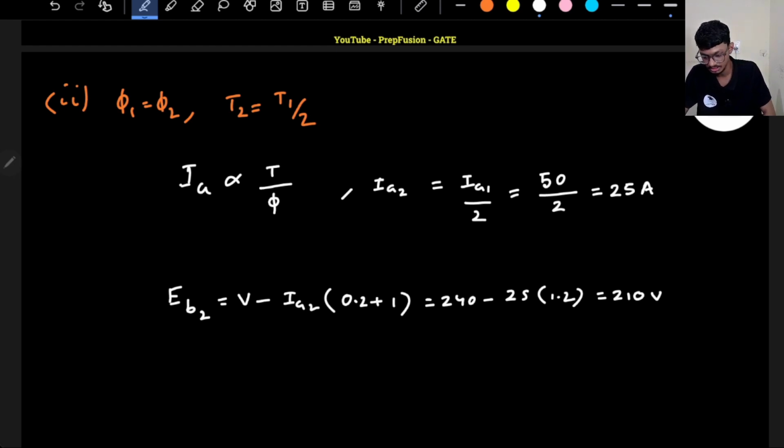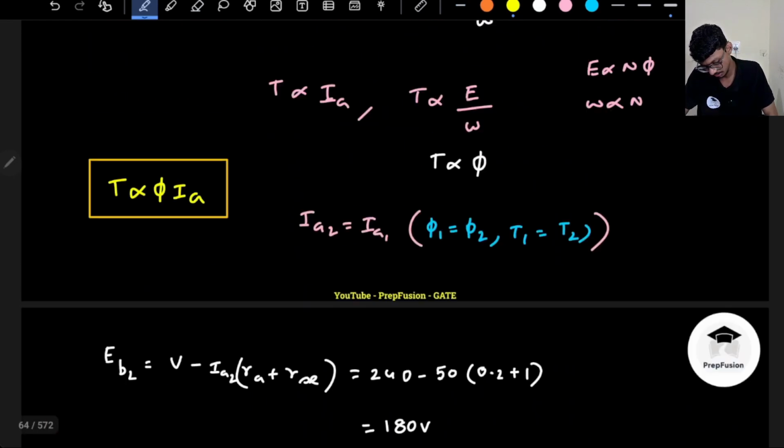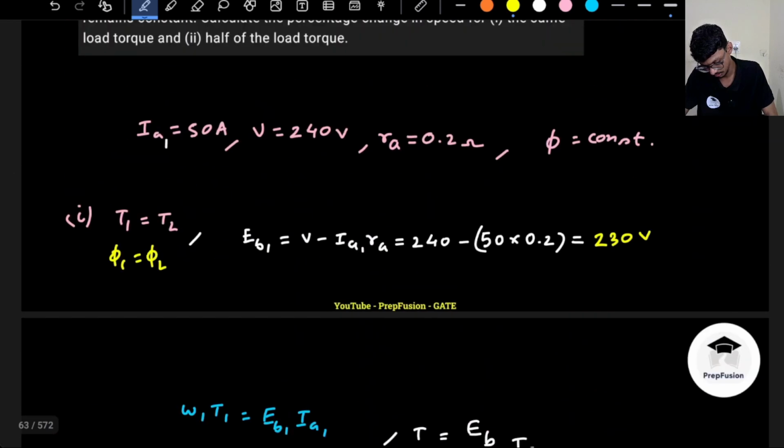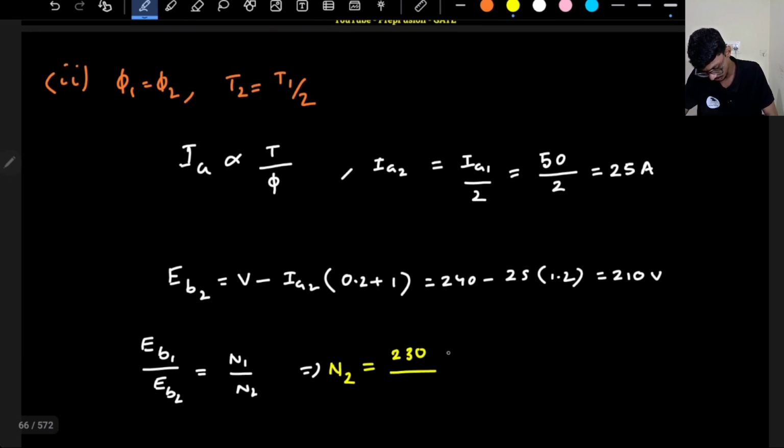So again I can use the speed formula. Speed does not depend on load current, it depends on the number of conductors and the flux per pole. So again the same relation, right? EB1 upon EB2 will be equal to N1 upon N2. So from here I can directly write what my N2 is. N2 is equal to, sorry, EB2 by EB1.